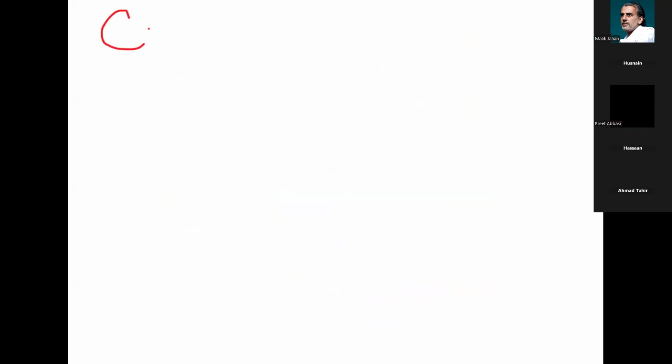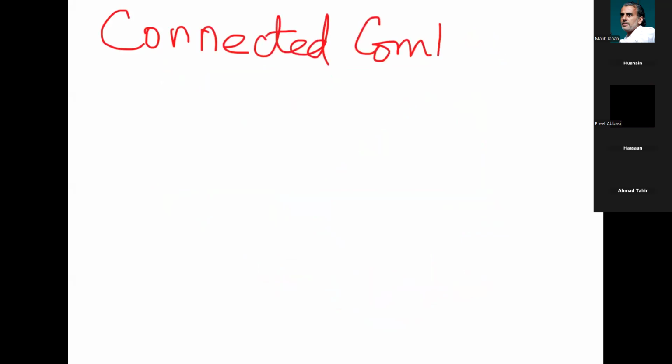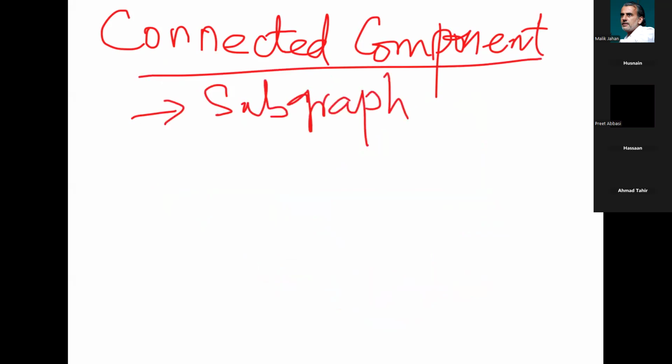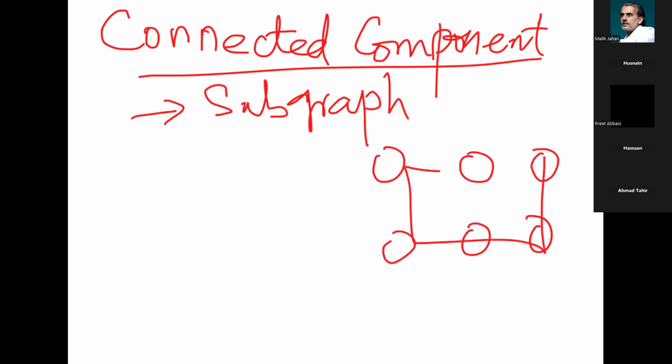A graph can contain a connected component. This is the last part of our recap. A connected component is a subgraph. What is a subgraph? We talked about it in the first session of graphs. A subgraph is part of the graph, right? So for example, let me draw a quick example. If this is a graph, I can pick any part. For example, this is a subgraph. This one vertex is also a subgraph.